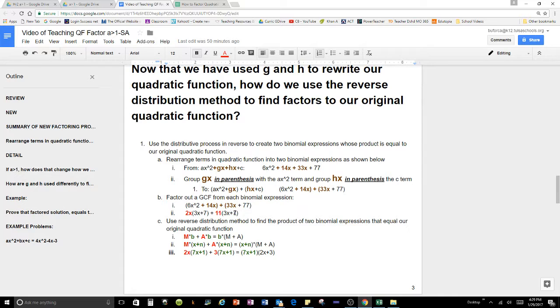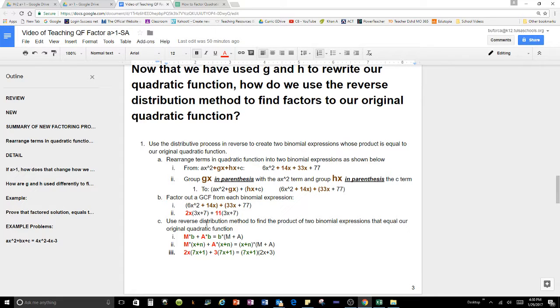But before we move on, let's re-review how we pulled these numbers out. What you want to do is look at each of these terms. Here you have a 6x squared, and here you have a 14x. You can definitely pull out an x, because you have x here and x squared there. If you pull an x out, it's going to leave you with no x here, and 1x here.